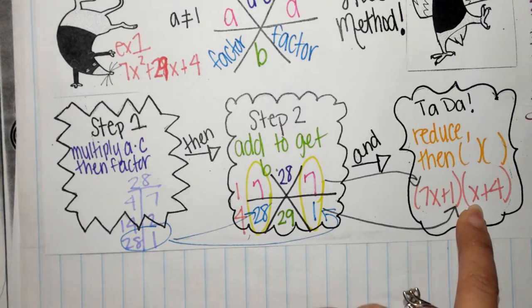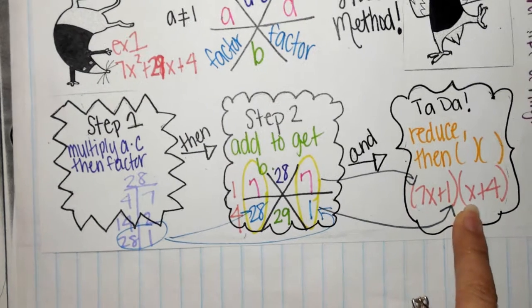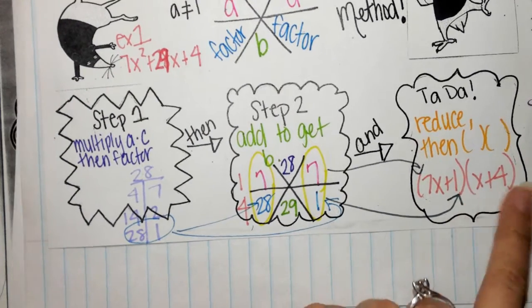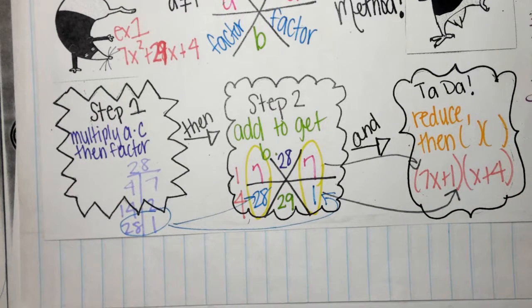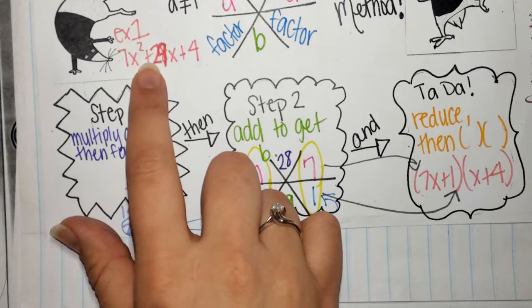Now, why did we not write the 1? Because we never do. We don't have to do that, do we? Nope. And we put the 4. Why were they both positive? Because we didn't have any negatives, and B was positive.